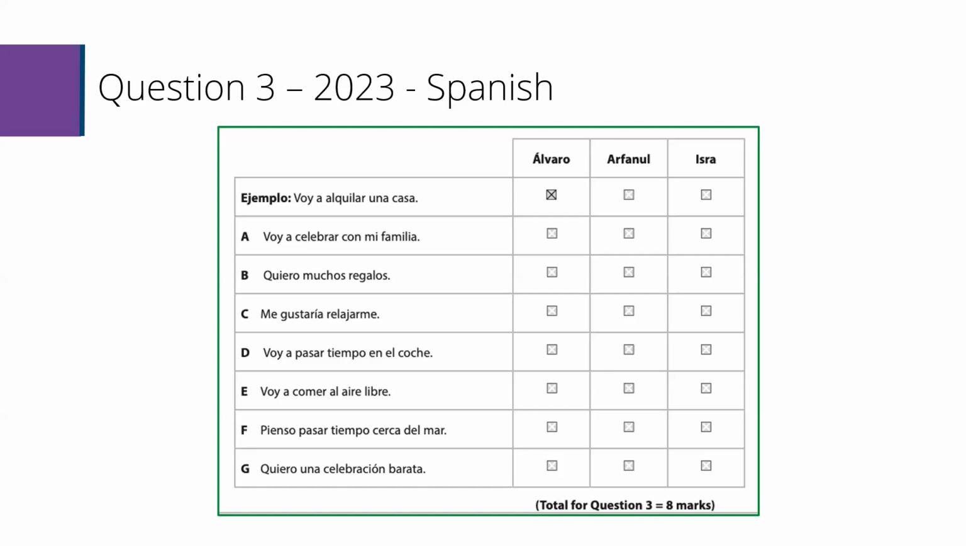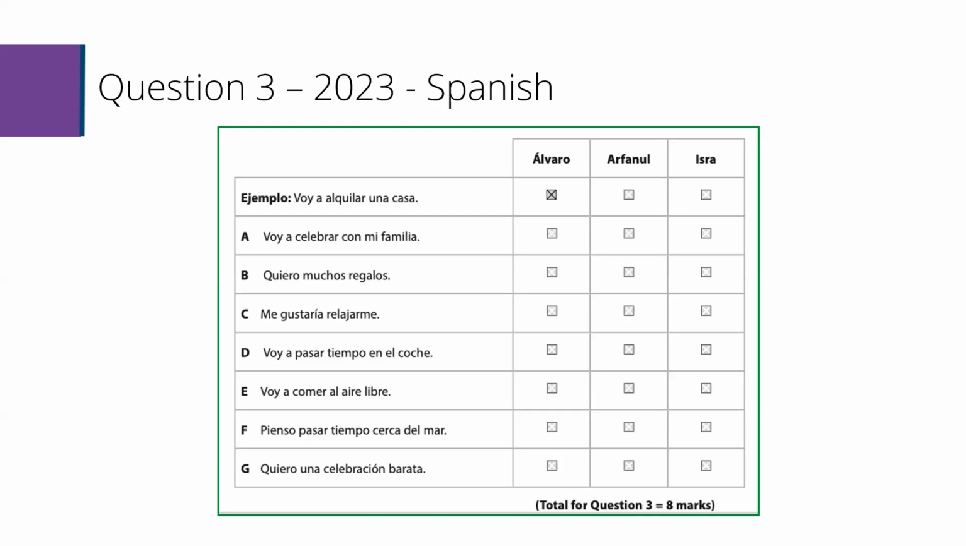What we see is that we've got A to G. So we've got 7 possible statements. We could expect some of those statements might be used twice and some might not be used at all. So D, for example, I'm going to spend time in the car. Maybe nobody says anything about that, so we don't put a cross there.